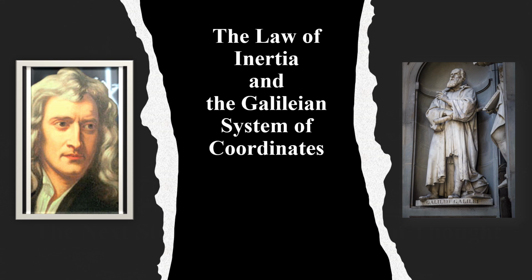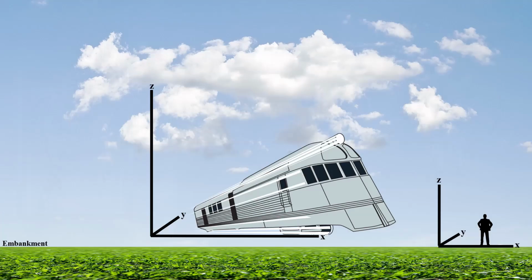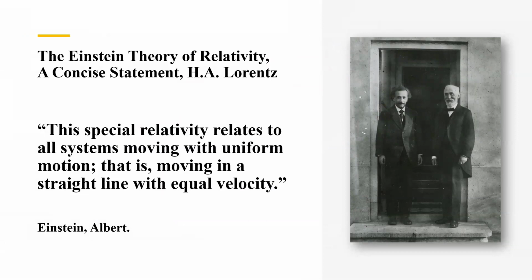He is describing another set of conditions that apply to the special theory of relativity and to the Gedankenexperiments that he will undertake. This refers to the type of reference bodies or system of coordinates permissible in mechanics, and to uniform motion. First, what is uniform motion? In episode 1 we noted that special relativity relates to all systems moving with uniform motion, that is, moving in a straight line with equal velocity.